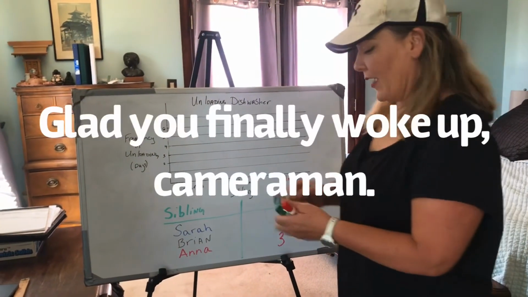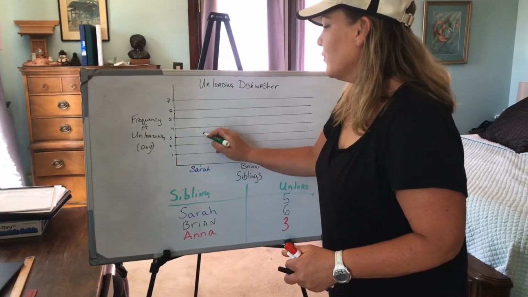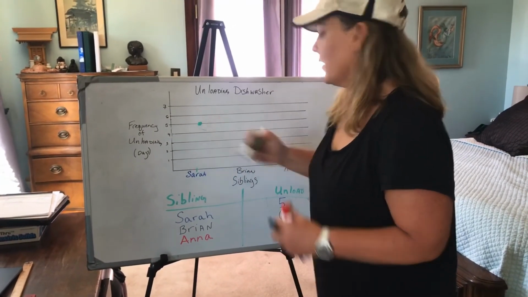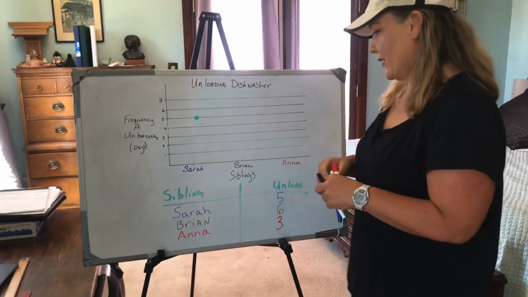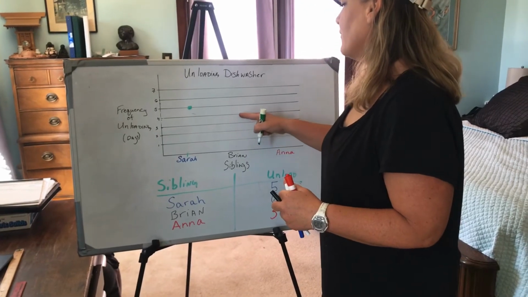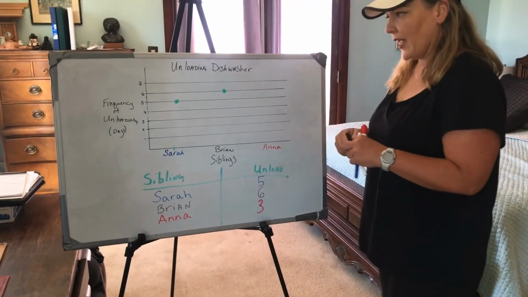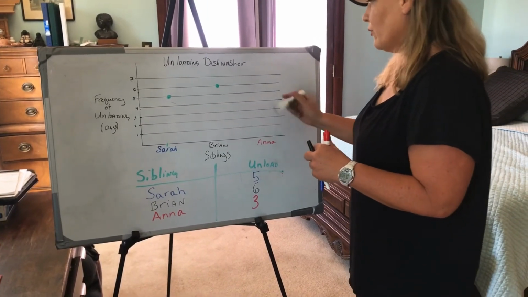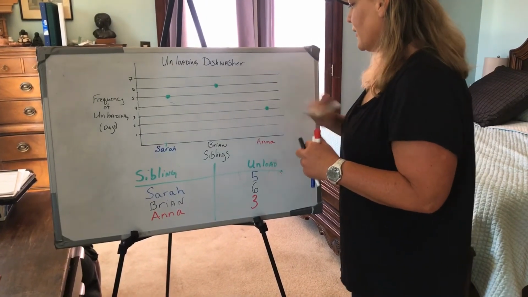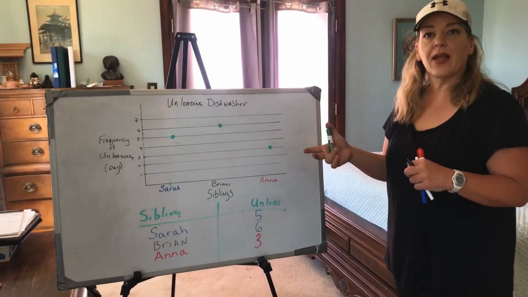So how many times did Sarah unload? 5 times. So I find Sarah and I go up 5. 1, 2, 3, 4, 5. And there's Sarah's dot. Now, how many times did Brian unload? 6. So I find Brian and I go up to 6. 1, 2, 3, 4, 5, 6. There's Brian's dot. And Anna, how many times did Anna? 3. 1, 2, 3. Anna's dishwasher unloading. So that is how you make a dot plot of the data.